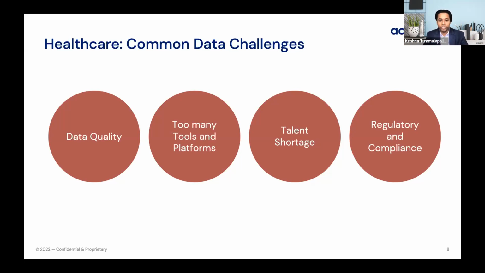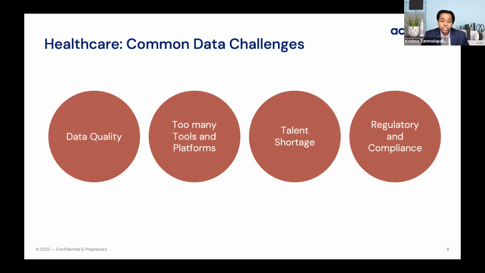And I already gave you the stat: too many tools and platforms. There are so many applications, and a lot of overlapping capabilities. So you need to understand how to bucket them and what is the best way to optimize that. Not only would that help you with managing cost, it also becomes easier to support them and get cleaner data out of that.